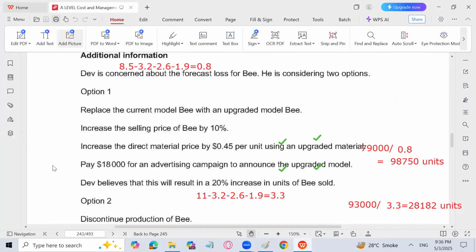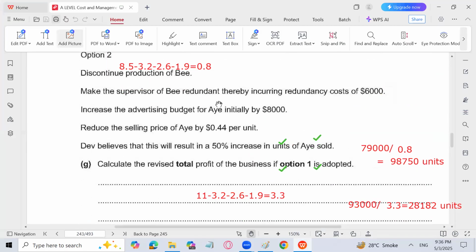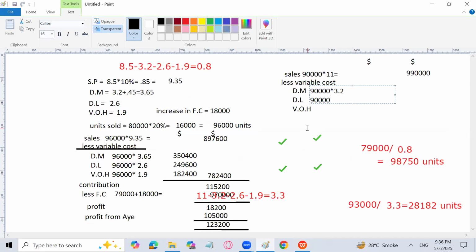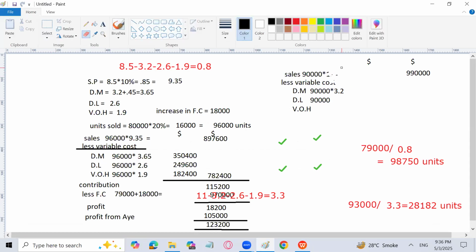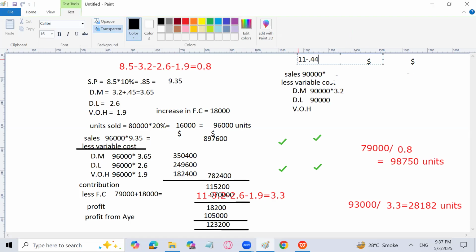Let's check it out. Option 2, redundancy cost of B is there, 6,000. Increase the advertising budget. Fixed cost of I will increase by 8,000, and selling price of I is reduced by 0.44 per unit. So selling price is going to decrease. So that is not 11. So here we are wrong actually. Selling price is not 11. It is decreased by 0.44. So let me calculate it. Selling price is now 11 minus 0.44. That is 10.56. So that will be the selling price.